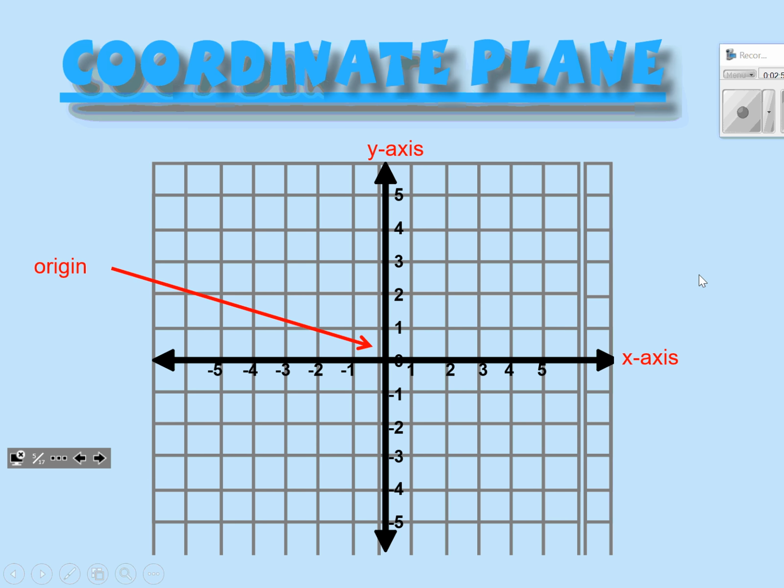So the axes divide the coordinate plane into 4 quadrants. Quadrant 1, Quadrant 2, Quadrant 3, and Quadrant 4. If you guys need to pause to write all of this down, please press pause.